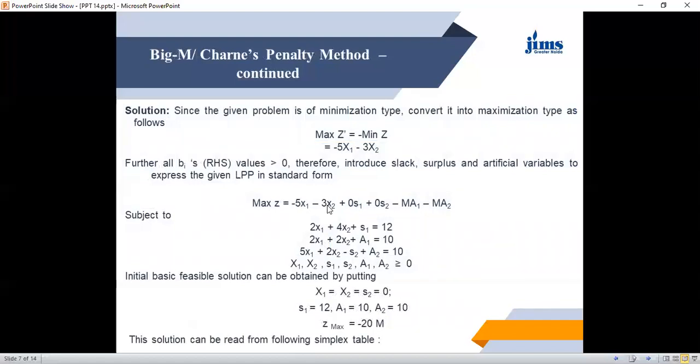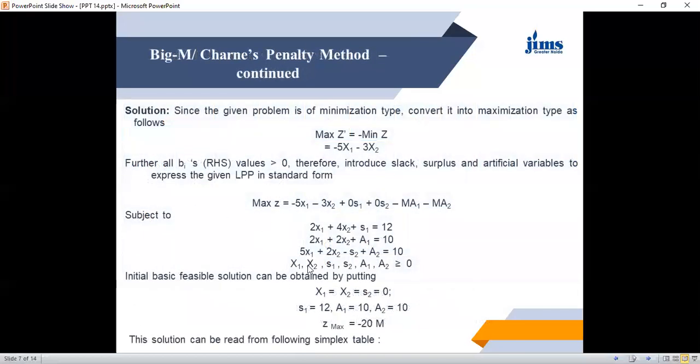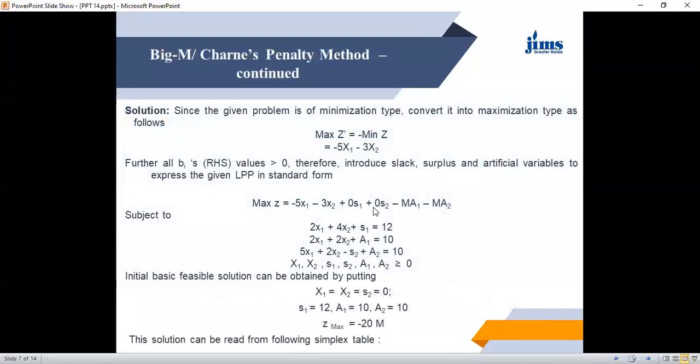So it is -5, -3, 0, 0, -m and -m. We write -5, -3, 0, 0, -m. These are the coefficients of the different variables in the objective function. Then the basic variables are S1, A1 and A2, and their cost will be: S1 will have 0, A1 is equal to -m, and A2 is equal to -m.